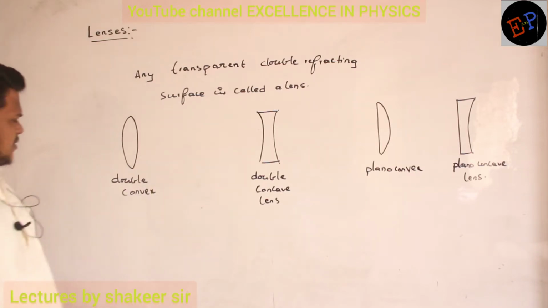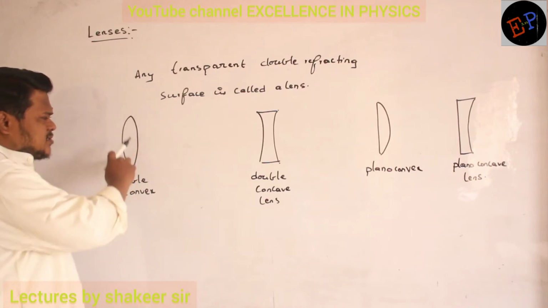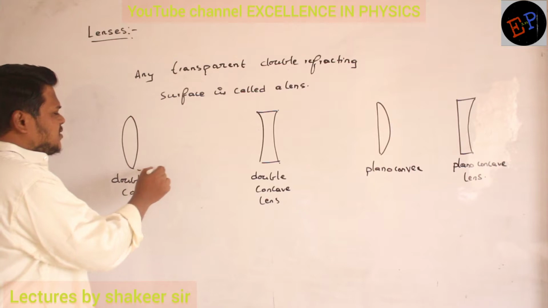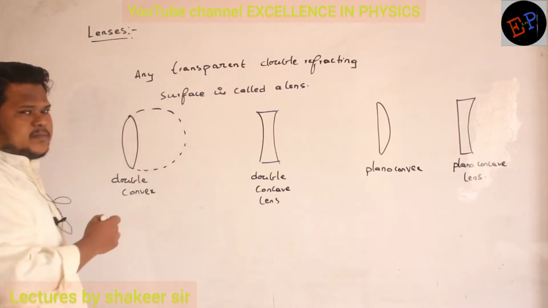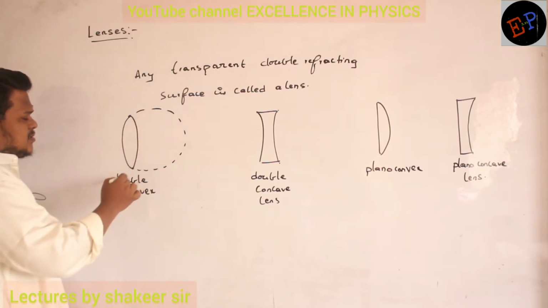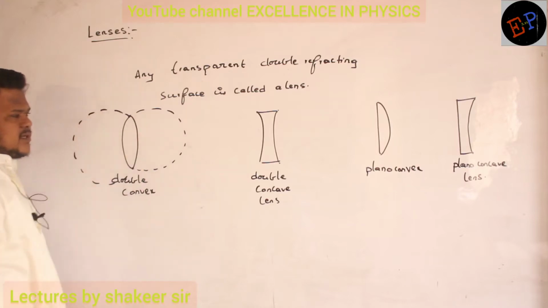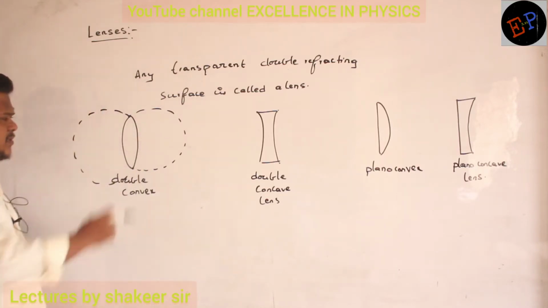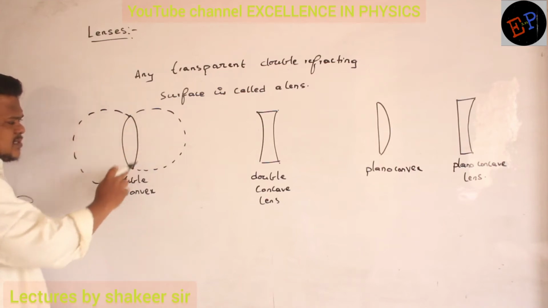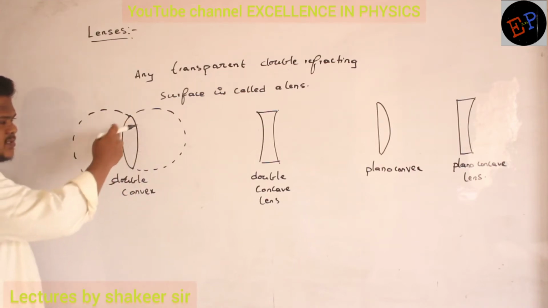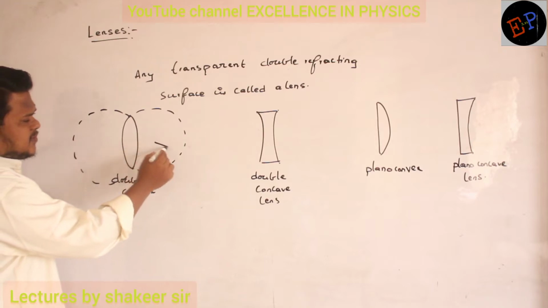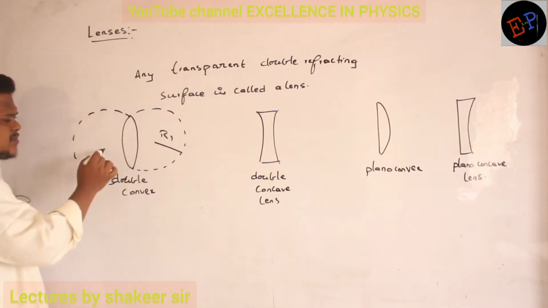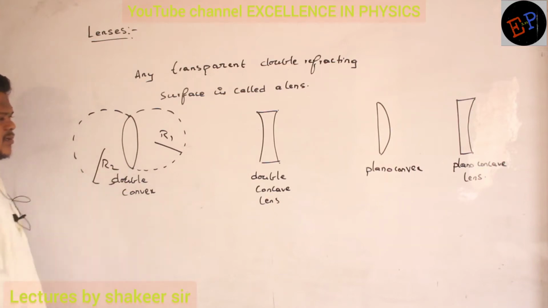See ma, here, if you take this lens, it has two refracting surfaces. For example, this is one refracting surface, and this is also another refracting surface. So it is made up of two spheres, I can say like this. Are you able to understand? So this refracting surface is made up of a radius of curvature R1, and this refracting surface is made up of radius of curvature R2.